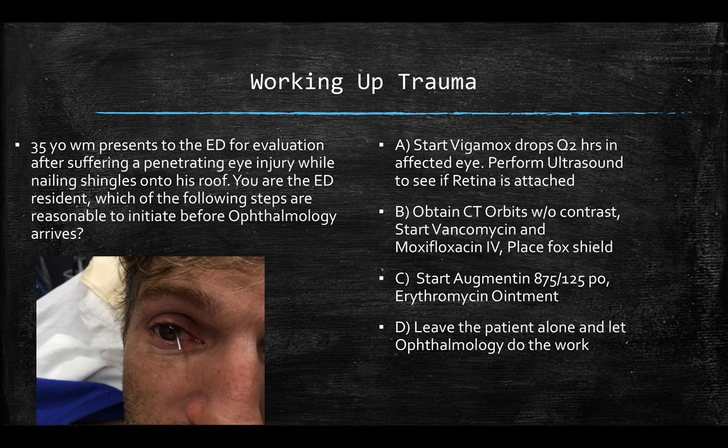Okay, if you chose answer B, you would have chosen the correct answer. You're going to want to get a CT scan of the orbits without contrast to evaluate the globe itself, see if there's any foreign body inside the eye. You're going to want to start vancomycin and moxifloxacin IV. Moxifloxacin has been shown to penetrate the vitreous well, so that's the reason for that selection. You're also going to want to place a Fox shield.